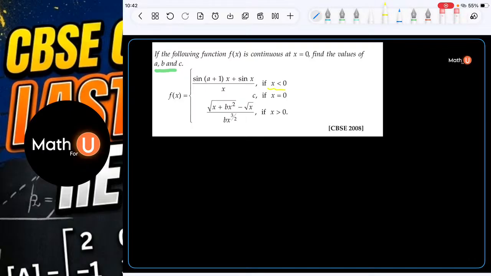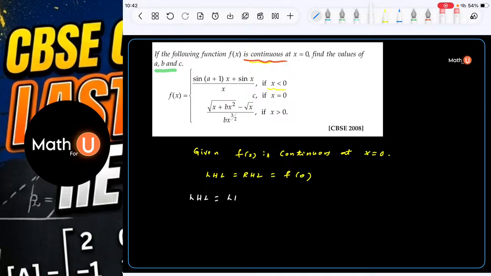First, see, it is a continuous function. If it is continuous, left hand limit and right hand limit. The given function f of x is continuous at x equal to 0. If it is continuous, then left hand limit is equal to right hand limit is equal to functional value at 0. Okay, first find left hand limit.